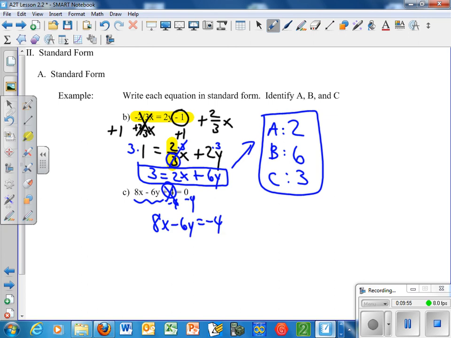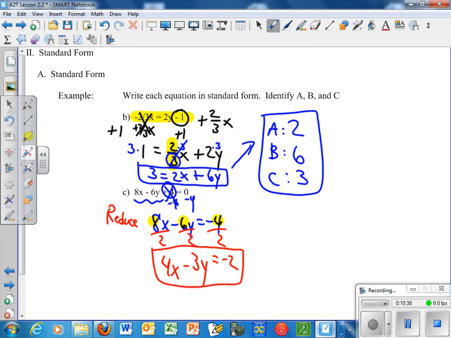We got our x term positive. x and y are on the same side. Our constant term is on the other side. There's no fractions, but what you need to notice is look at these numbers. If there is a common factor other than 1 that goes into them, you need to divide them by that common factor. Here's what I mean. They're all even. 2 goes into all of them. That's the biggest number that goes into them. We're going to divide everything by 2. You need to reduce. Okay, and always check this. So that would leave me with 4x minus 3y is equal to negative 2.